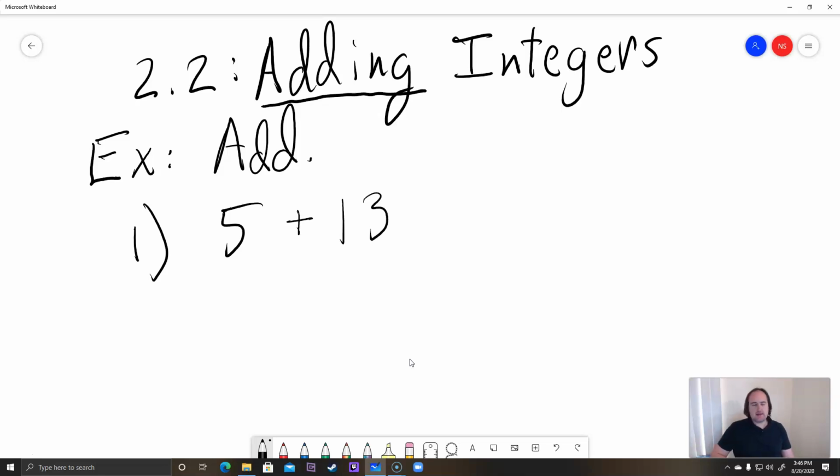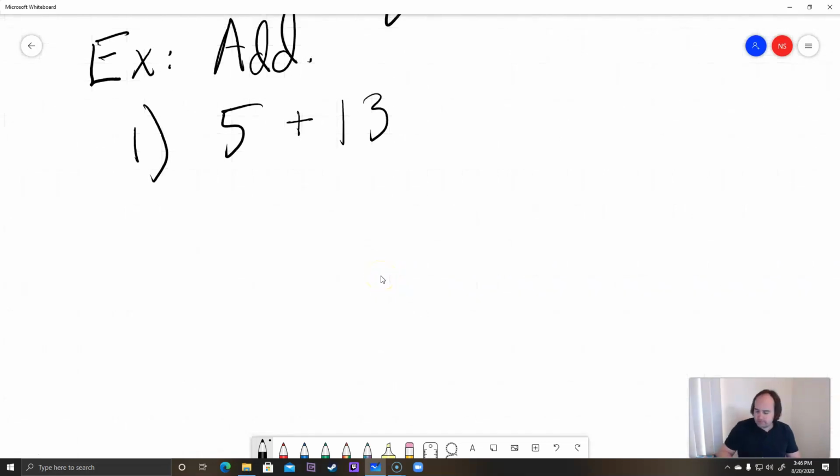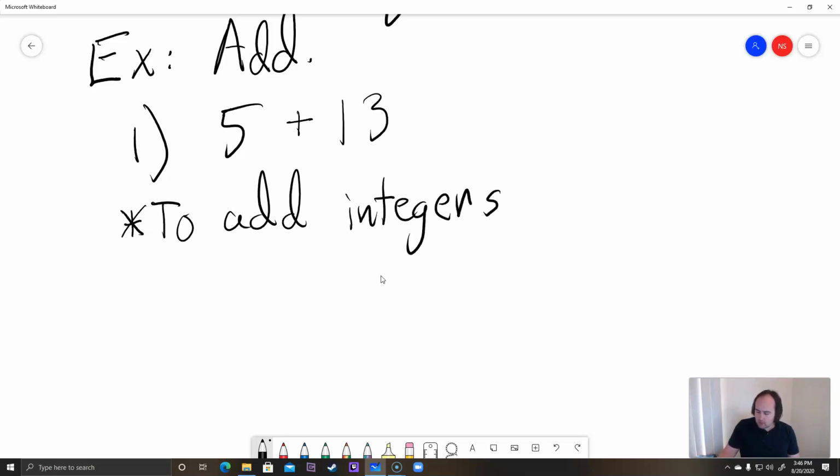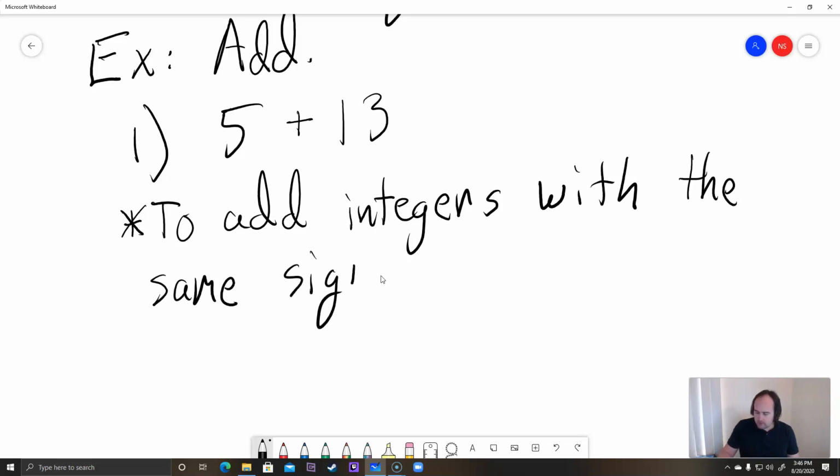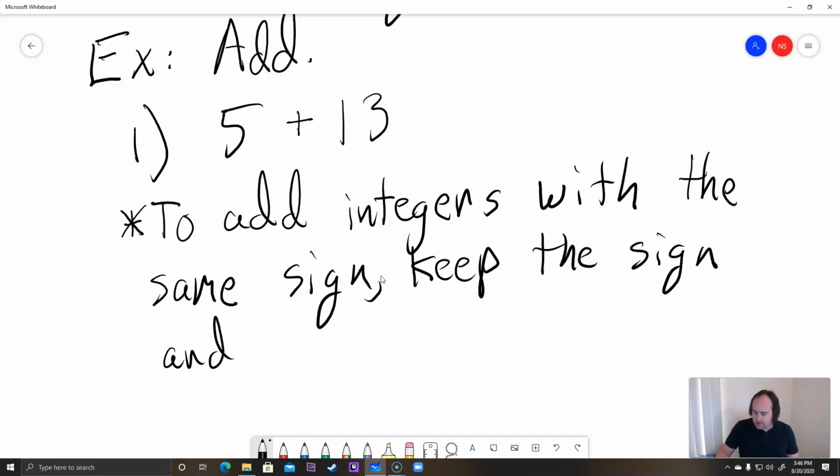These are two integers that have the same sign. I think everyone knows how to add two integers with the same sign. You keep the sign and add. Let me write that down. To add integers with the same sign, keep the sign and add. When I say add, I mean add normally.